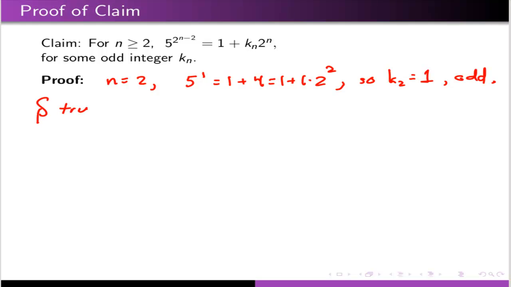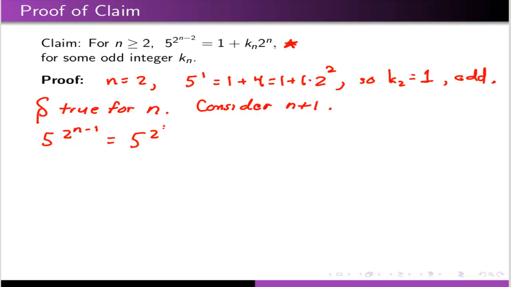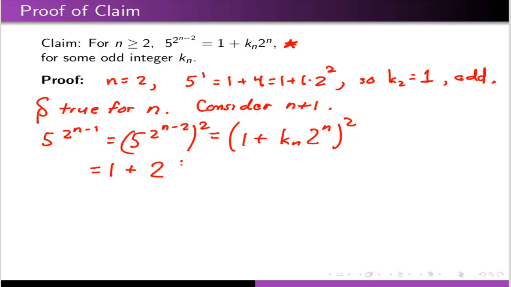Suppose true for a given n. Suppose star is true for a given n, and consider n plus 1. So I just raise it one more time by saying this is 5 to the 2 to the n minus 2, squared, which is 1 plus kn 2 to the n, squared. So it's 1 plus twice kn 2 to the n plus kn squared 2 to the 2n.